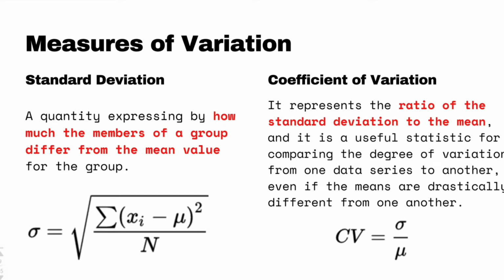Okay, next is the coefficient of variation. The coefficient of variation is naturally a relative measure. It represents the ratio of the standard deviation to the mean, and it is also a very useful statistical tool for comparing the degree of variation from one data set to another, even if the means are drastically different from one another. When you try to compare two data sets, it is not necessary that the means are close to each other or quite comparable. Sometimes the data sets would have highly different and drastic means, and if we want to compare such two data sets, then the coefficient of variation will be the best choice for us.